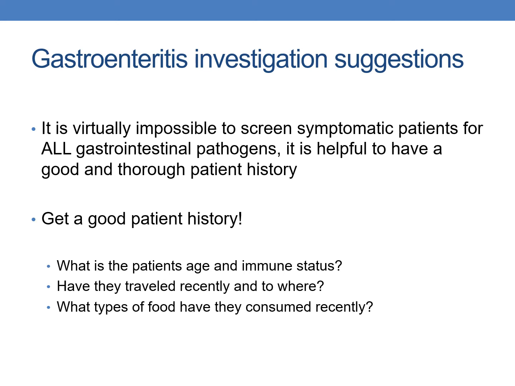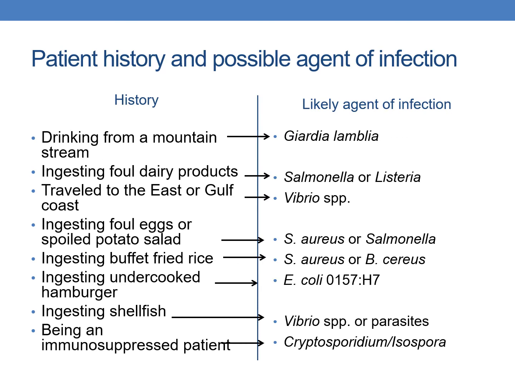Have they traveled recently, and where have they traveled to? Have they traveled someplace where traveler's diarrhea is endemic? Or have they traveled somewhere where they might get cholera? What types of foods have they consumed recently? Have they had leftover fried rice or sushi or maybe even oysters? All of those things are important when getting a good patient history so we can help determine the organism causing our patient's gastroenteritis. So here are some common organisms that cause gastroenteritis and what they are usually associated with.